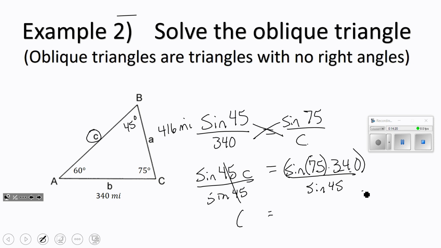Okay? So the sine of 75 times 340, and then we're going to divide that by the sine of 45. What will you get, rounded to the nearest whole? 464. Okay, and that's miles. How hard is this? Not hard. Okay, opposite angle, opposite side for each piece. Okay?